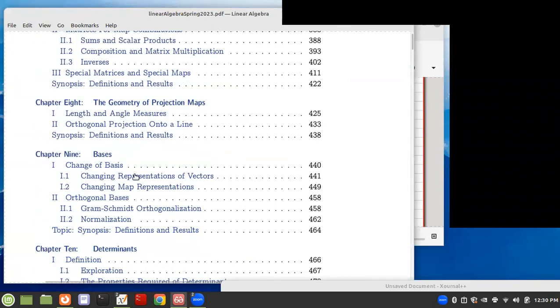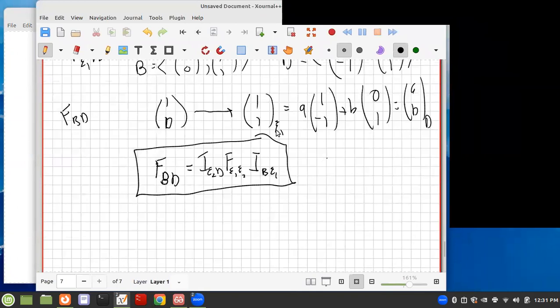Okay, so there's changing representations of vectors and changing map representations. These are the two pieces of what you've been doing. So a lot of the stuff you've been doing is put on a sound basis in this context. And really that's all we have to do. This is much more concrete. This is tying up the loose ends of what we've done with matrices.